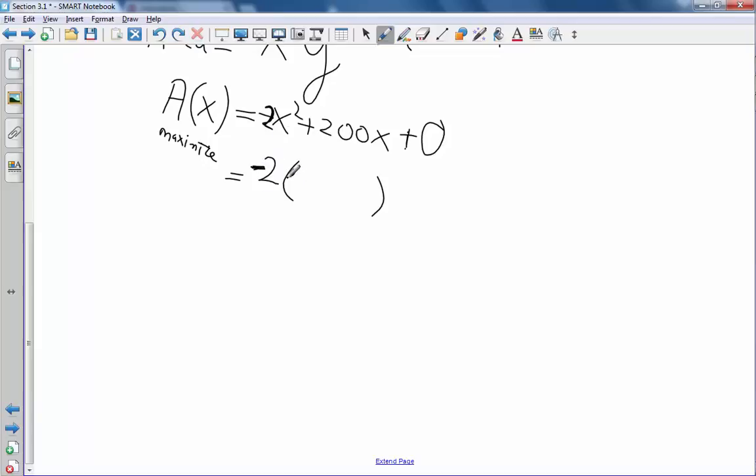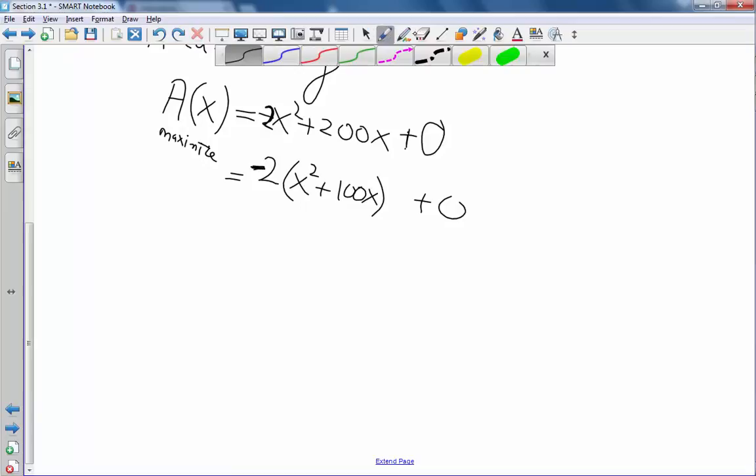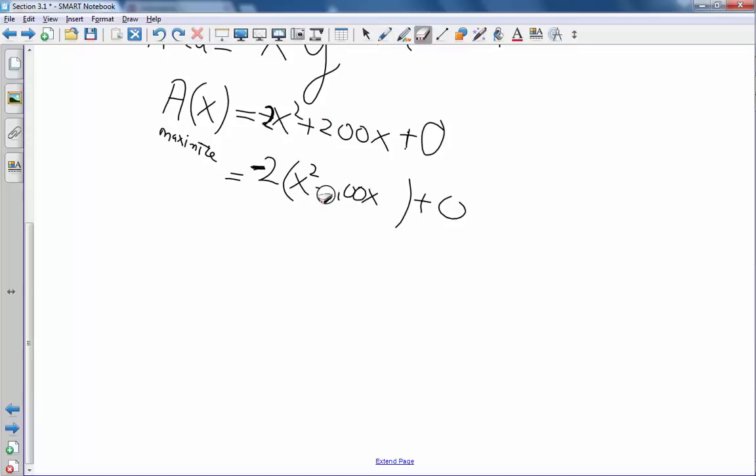Minus 2 out. It's x squared plus, when you divide by 2, this is 100x. You have plus 0. Correct? That's what I meant. I was just checking you. It's minus 200 because 200 divided by minus is minus 200. Minus 100.